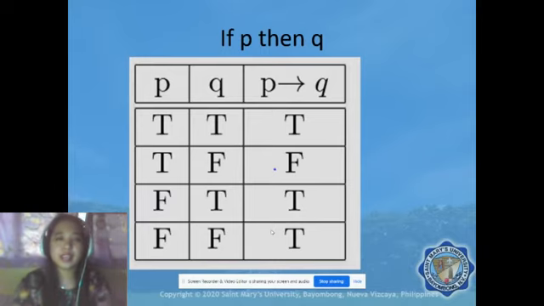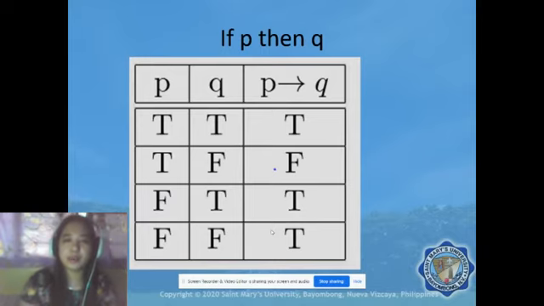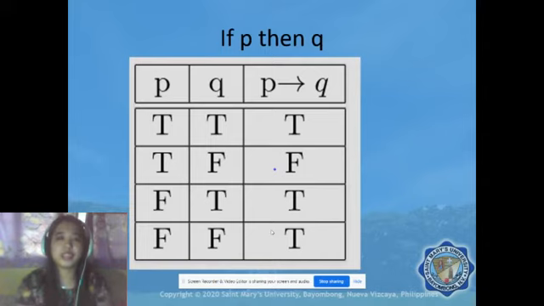Okay, next. This is our implication. This is if P, then Q. What is our rule for true or false here? It is only false if P is true and Q is false, or the first proposition is true and the second proposition is false. That's the time that it will become false.